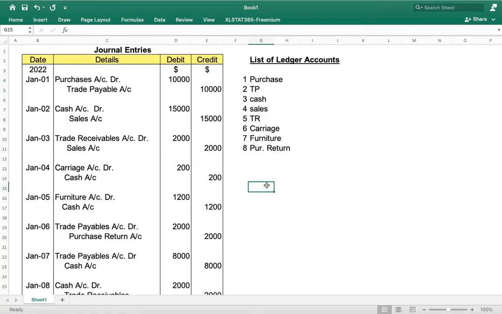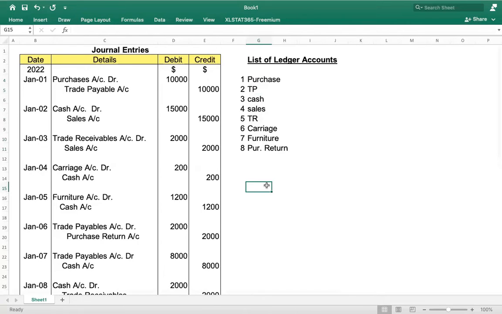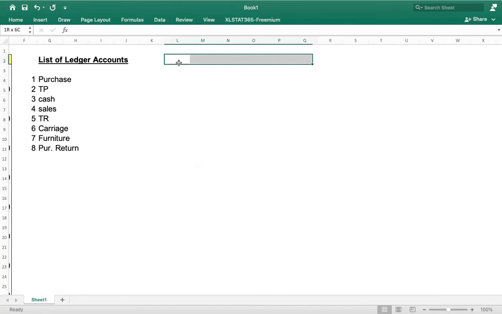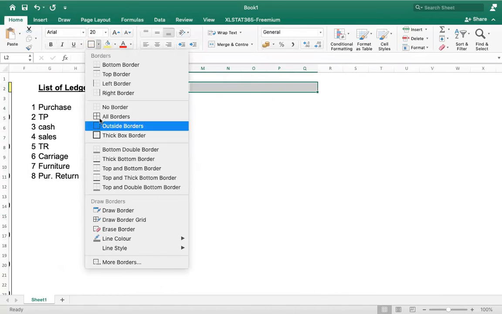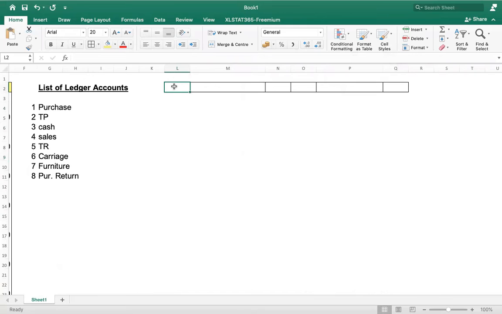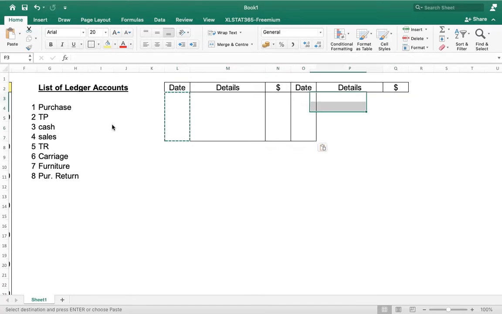Now I am going to open the ledger accounts. See how the format will be: date, details, dollar amount. This is the debit side. Now the same thing we will record on the credit side. Each account has two sides, debit side and credit side. So the first account is ready.